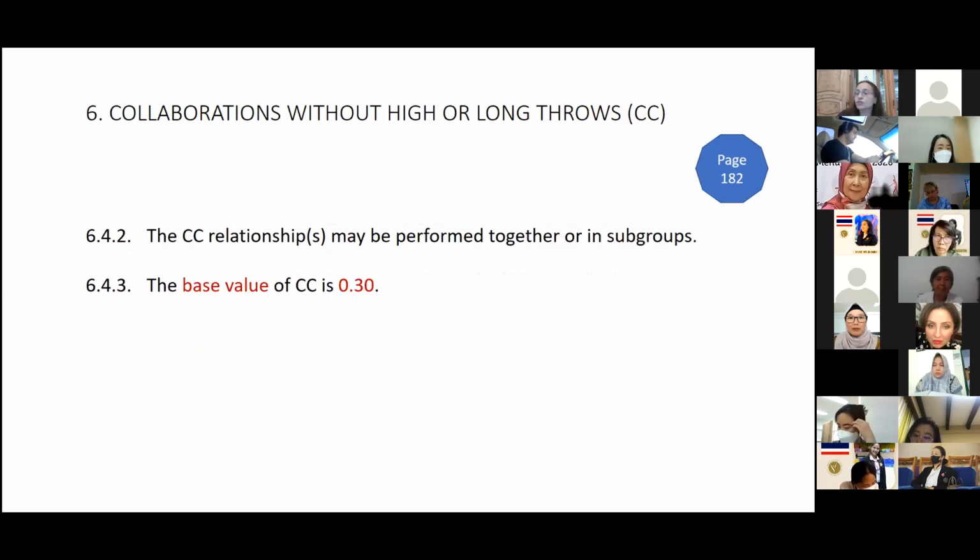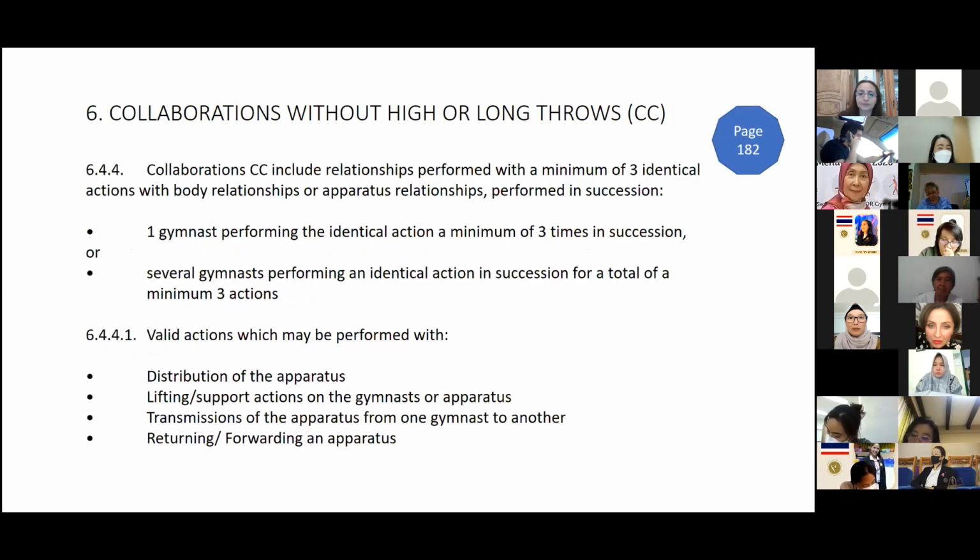It can be performed together or in subgroups. Base value of this CC is 0.3. Yes, it has a high value because we want to see more CC in the exercise. We are encouraging coaches to go more for collaborations without high or long throws.